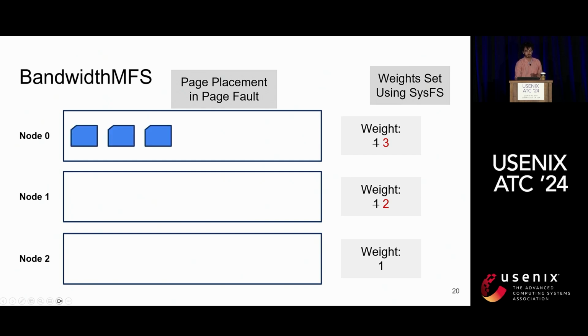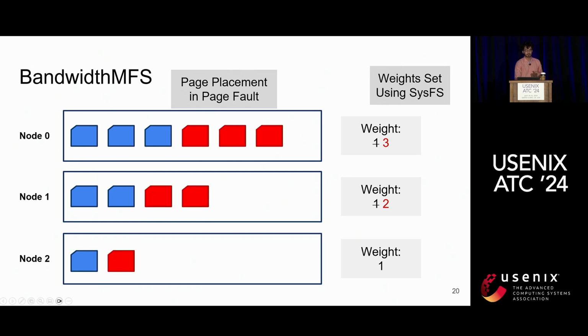In this example, the first 3 pages are allocated in node 0, the next 2 in node 1, and the next in node 2. This pattern repeats for subsequent allocations.